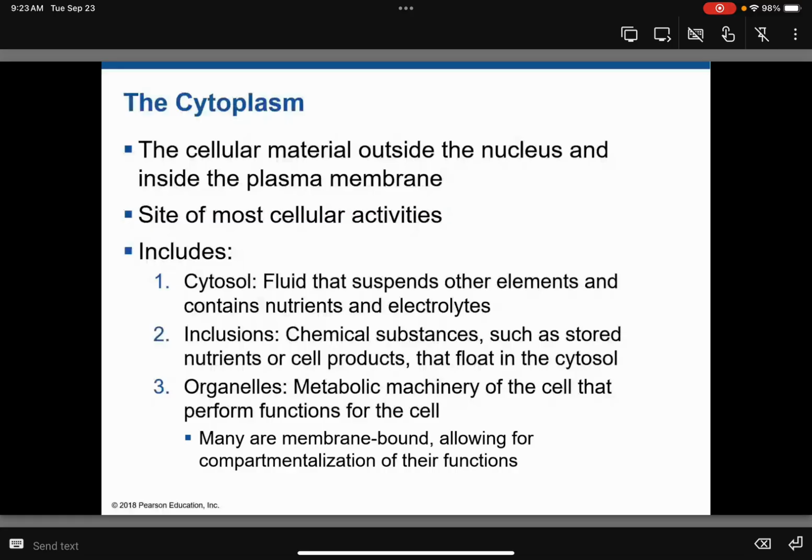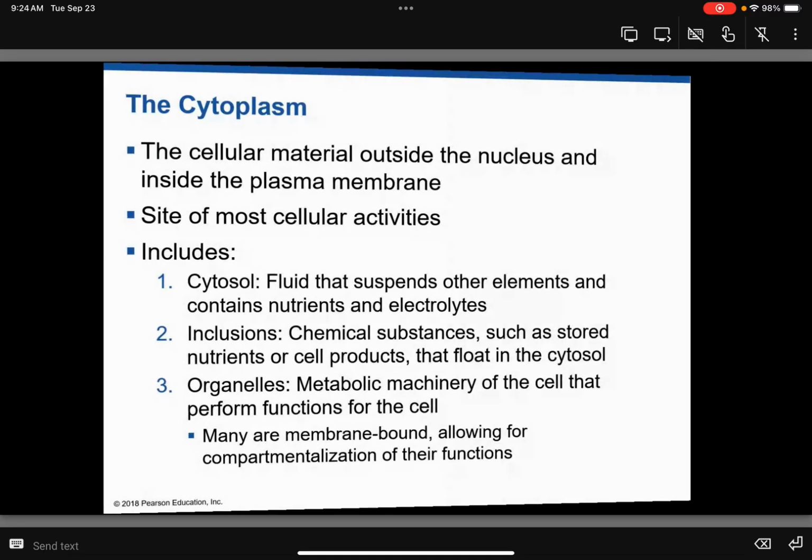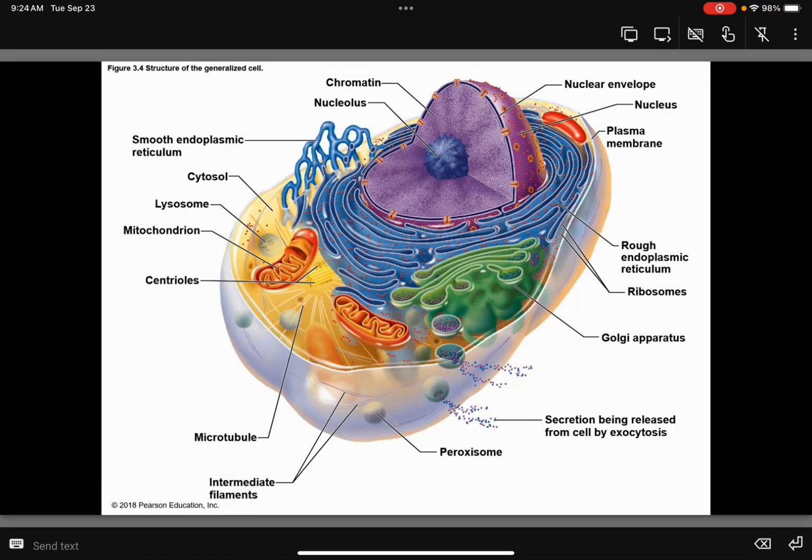Your membrane-bound organelles allow for compartmentalization, which means that a cell can do several different functions at the same time. So this is just a nice little illustration of the cell showing all these different things. This is on page 68 in your books. So you might have it open to that page, so as we go through the different organelles, you can look at the picture as well.